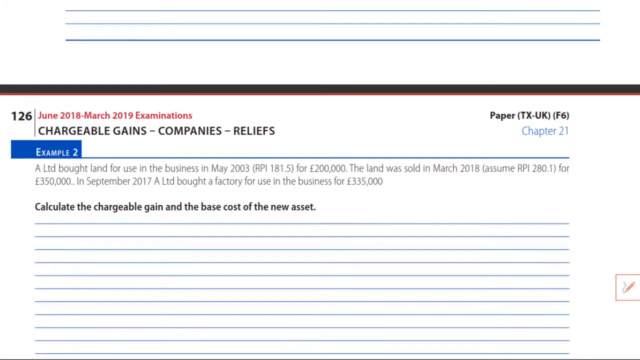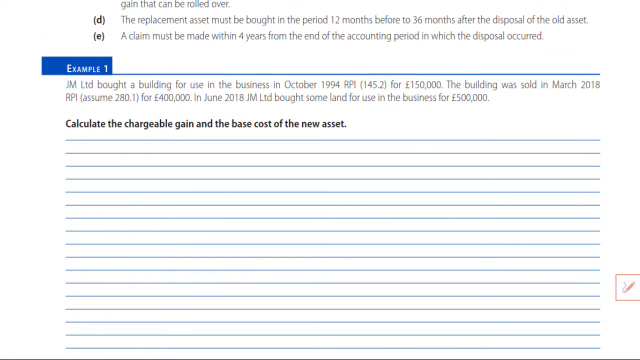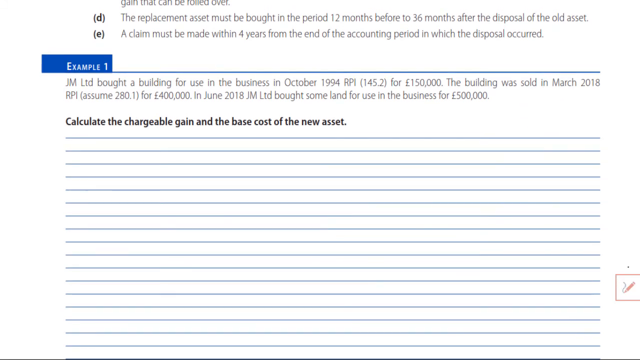On then to example 2. Just to feed you into this, if you look at the nature of these, what have we got? We're told that a building was sold in March 18 for £400,000. In June 18, within the window of opportunity for rollover to be available, land was bought for use in the business for 500. Sold for 400, bought for 500. What does that mean? Full rollover available.